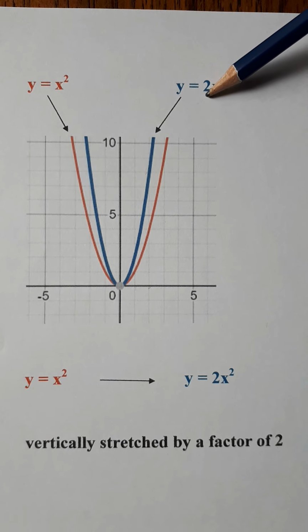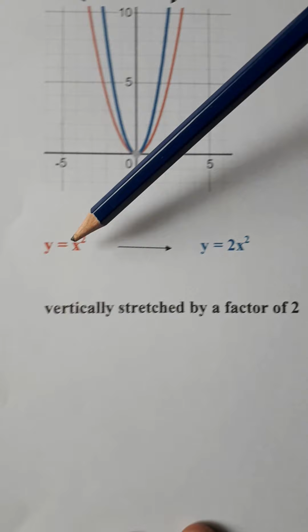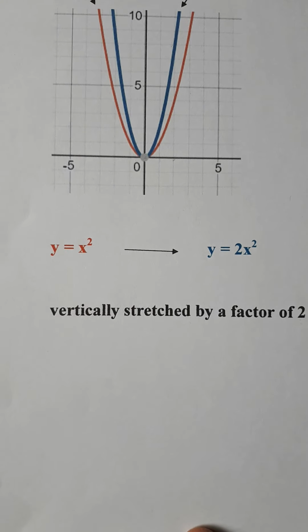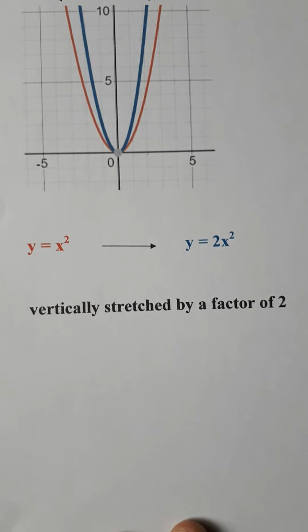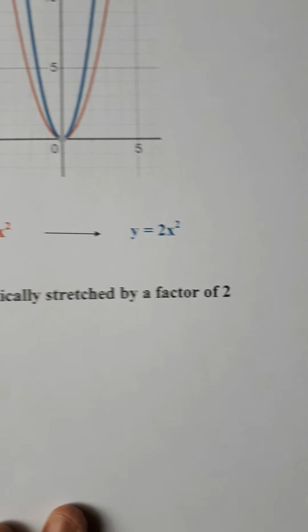This 2. So when this red color graph becomes the blue color graph, we say that it's vertically stretched by a factor of 2.